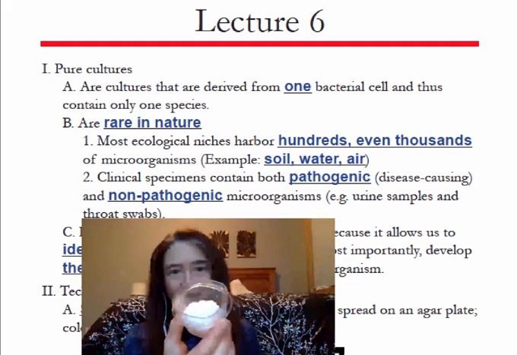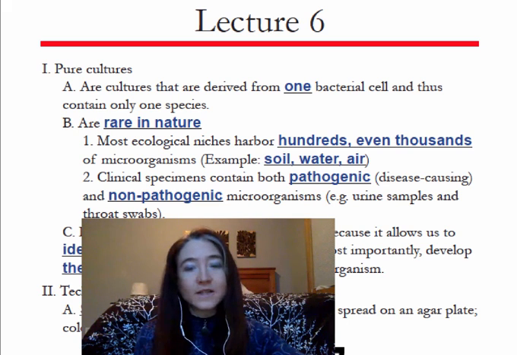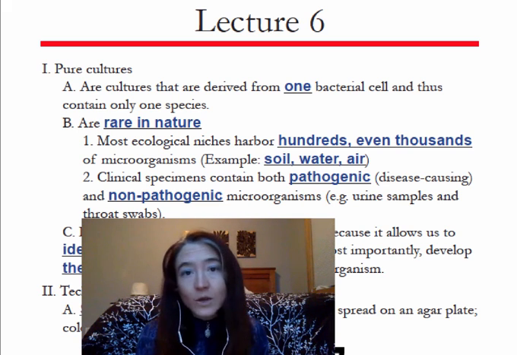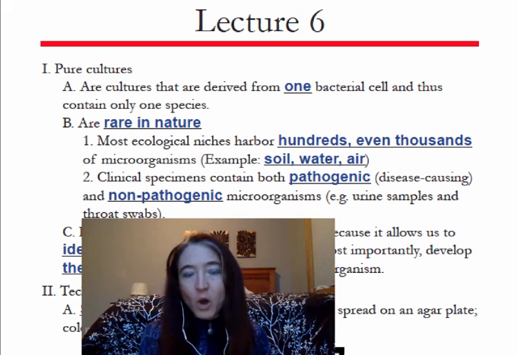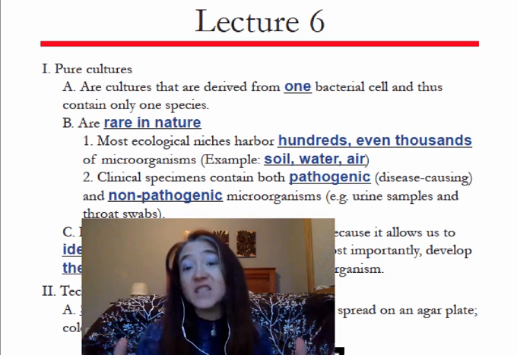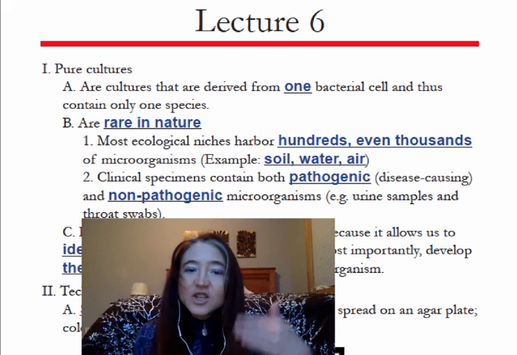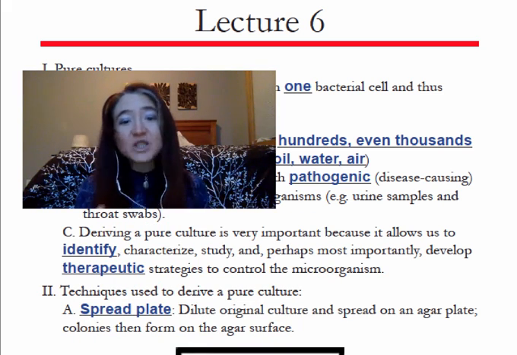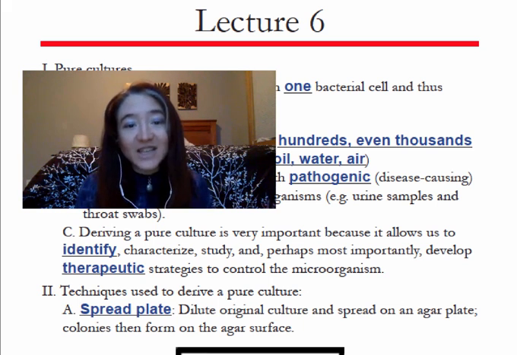Not only do samples like this one taken from snow harbor hundreds or even thousands of microorganisms, but also when we take a clinical sample, for example, a throat swab or a urine sample, there would be hundreds and even thousands of microorganisms in those samples as well. Thus, it's really important for us to be able to separate those microorganisms that might be pathogenic from those that are non-pathogenic, to be able to differentiate, and then to be able to diagnose and perhaps to offer therapeutic strategies for controlling whatever it is that might be causing the infection.